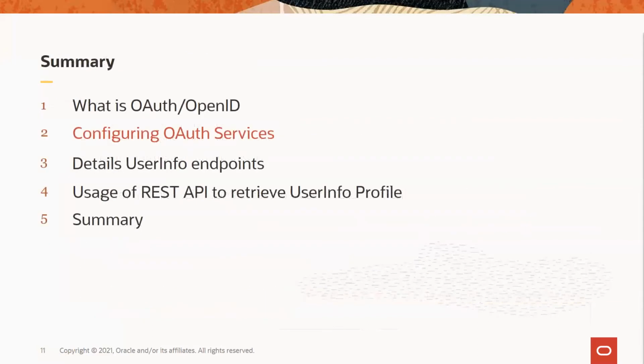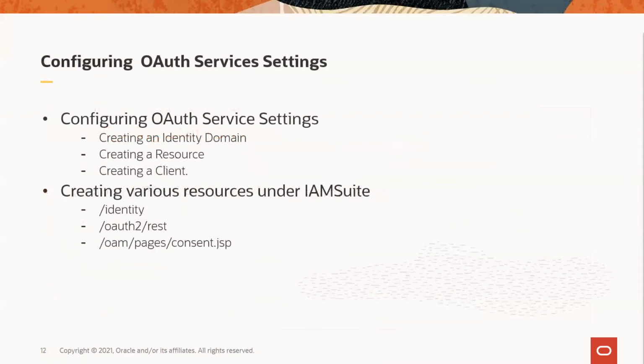Then we look into how these various services are configured for OAuth and OpenID in Oracle Access Manager. Let's look into this further. Now, as part of the configuration of OAuth services, you need to create an identity domain. We'll show some REST API commands here, creating the identity domain, resource, and the client.